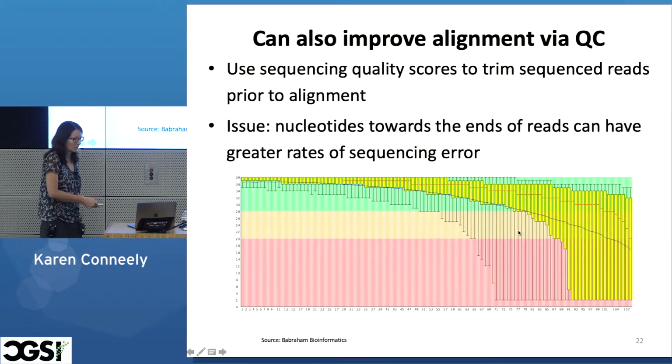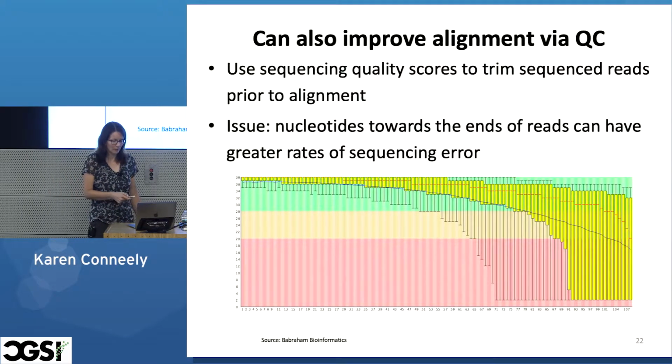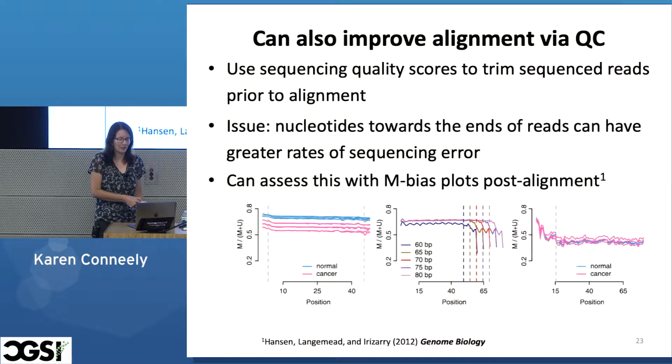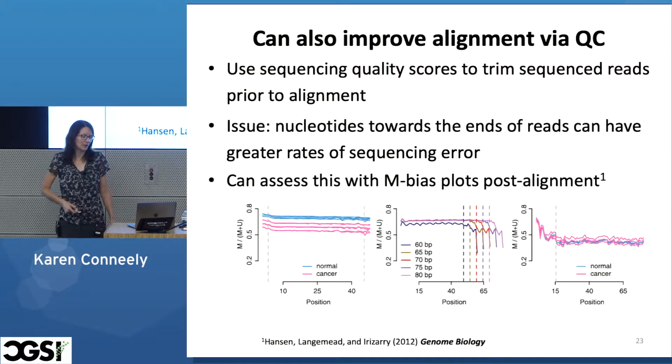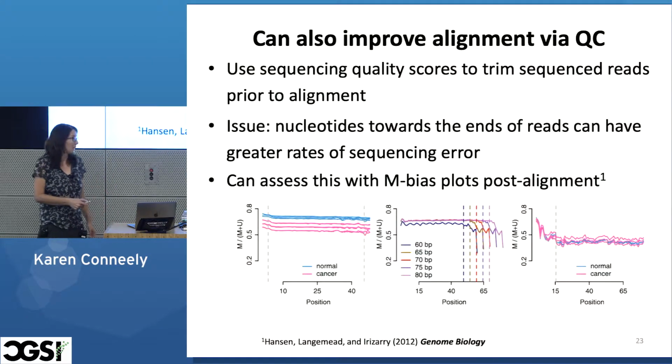And so it's generally recommended that these reads be trimmed based on the quality scores. Because low quality bases will hurt your alignment, even though you're doing some trimming, you end up with more data. You get more aligned reads. And after you've done this, you can assess it at the end with M-bias plots.